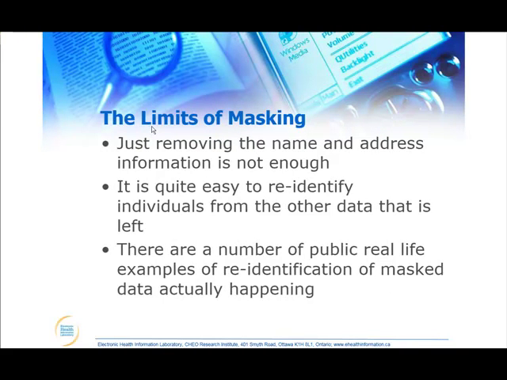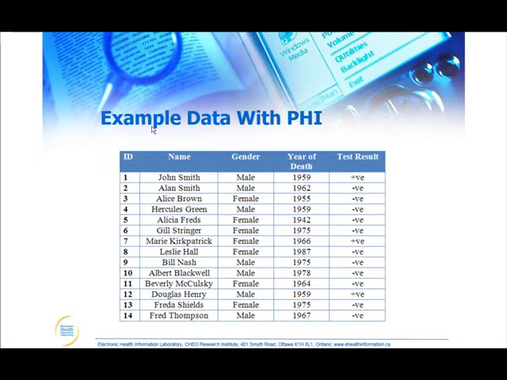So masking is a very common practice, so I'll talk a little bit about that. It really just involves removing names and addresses and other direct identifiers. The problem with masking is that it's quite easy to re-identify individuals even after you've masked information. And you can do that from the other data that's left, or the other information that's left in the data. I'll just give you an example to illustrate what I mean.